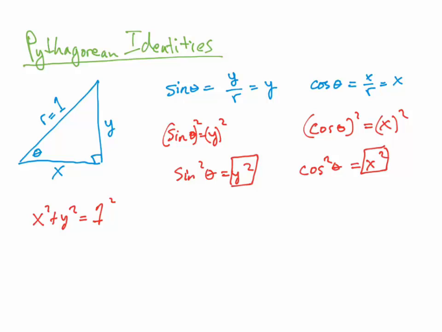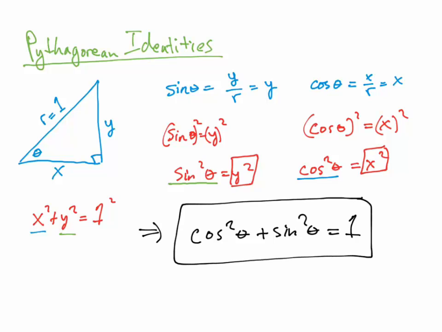Okay, and what we see is that we can substitute sine squared for y squared, and we can substitute cosine squared for x squared. So what this leads to is, I'll write it like this, cosine squared theta plus sine squared theta is equal to 1. So there is the Pythagorean identity, the most basic version of the Pythagorean identity. And again, what this means is any angle we pick, if I take cosine squared of that angle, and I add that to sine squared of that angle, it will always equal 1.